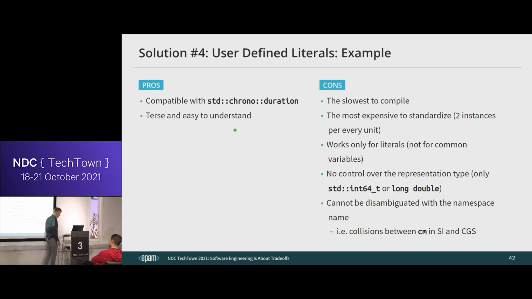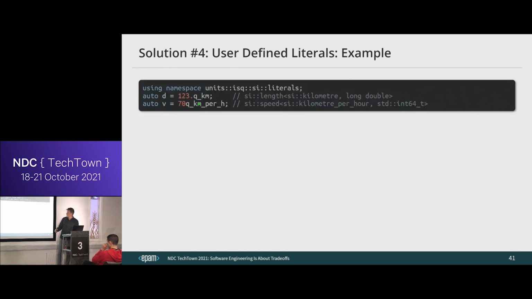This is the slowest to compile, the most expensive to standardize, two instances per every unit. It works only for literals, not for common variables, right? You cannot put a function argument before a literal. So it's only for compile-time constants, mostly either physical constants or unit tests. This is where you're using constants in your code. In other cases, you are dealing with arguments, so this tends to be useless. And you are left with this long thing that we started with.